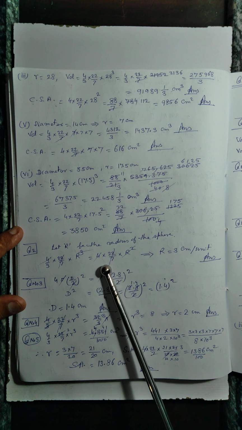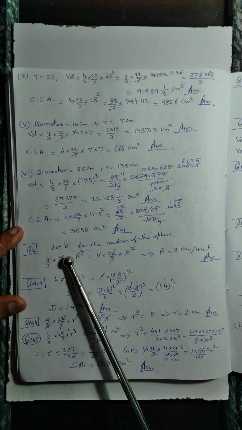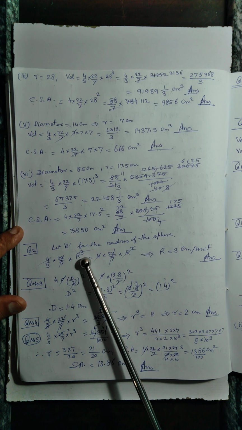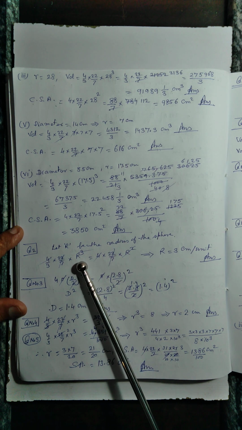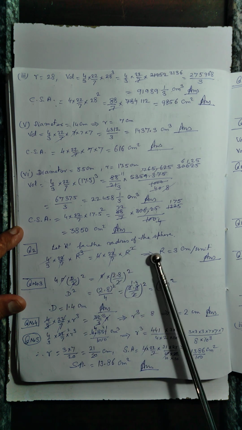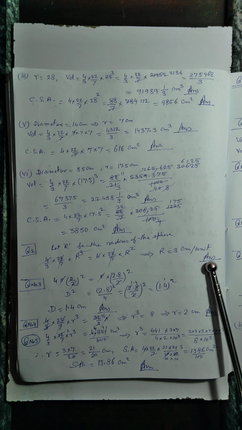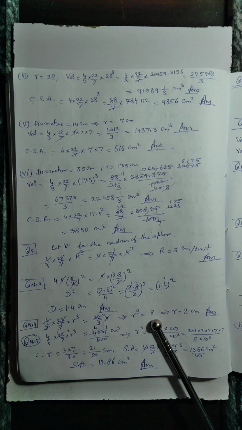So now this 4 and 4 will be cancelled. 22 by 7 will be cancelled. This is R square, this is R cube. So R square will be cancelled. Here the power 3 will be removed. Only R will be left. So the radius will be equal to, now 3 will cross multiply. So radius will be equal to 3 centimeter or 3 unit. This will be the answer. Now come to question number 3.